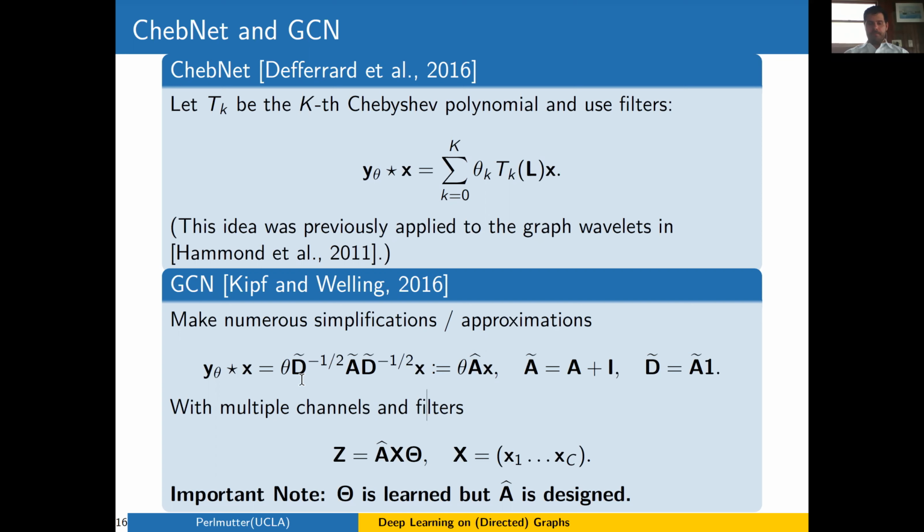Then what they do when they apply this to different settings is they use many different signals defined on the graph, x1 through xc, and they store this in a matrix called X, and then they use this designed matrix A hat and a trainable weight matrix theta. And what I really do want to emphasize, because this is a big difference between graph neural networks and traditional convolutional neural networks, is that the weight matrix is learned from data, but this A hat matrix is designed.